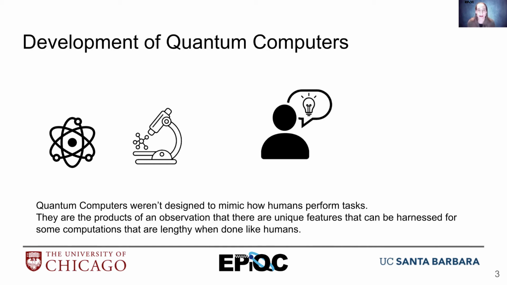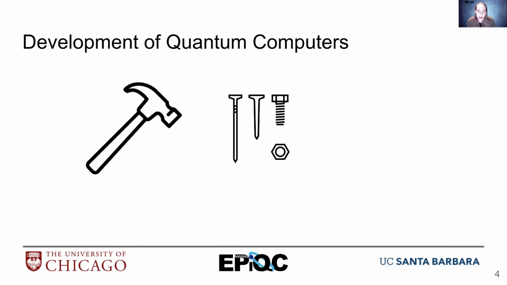Quantum computers were never designed to mimic how humans perform tasks. We already have a technology that does that and does that well for certain tasks that humans do quickly. And so these are the products of an observation of these unique features that can be harnessed. And so the only way we're going to win is if we are able to do things that humans can't do quickly in a way that somehow the quantum properties allow it to be faster. So in some sense, quantum computing is a hammer in search of a nail.